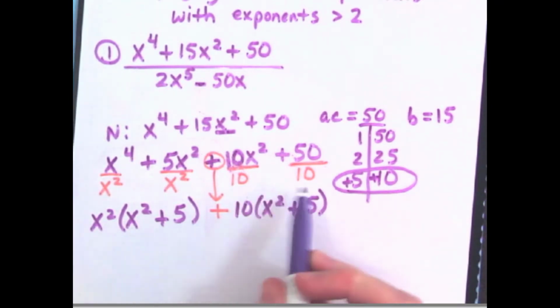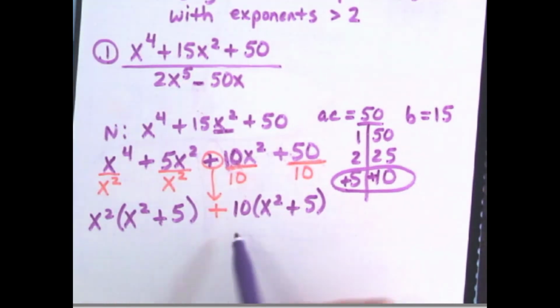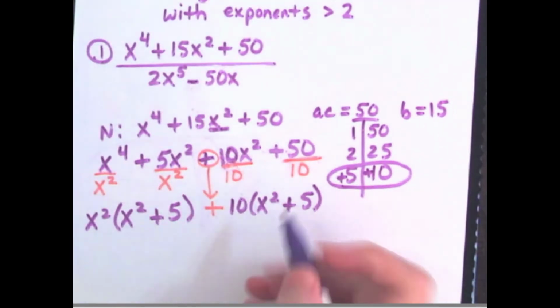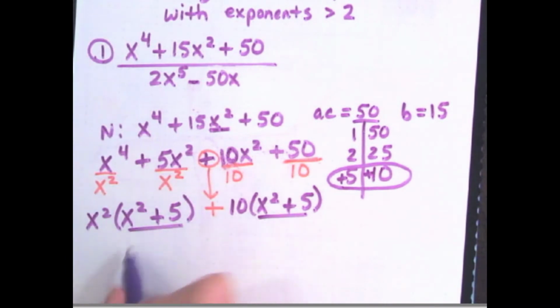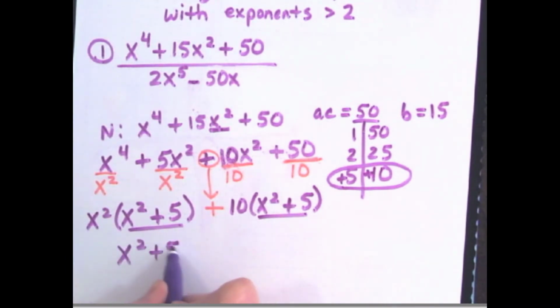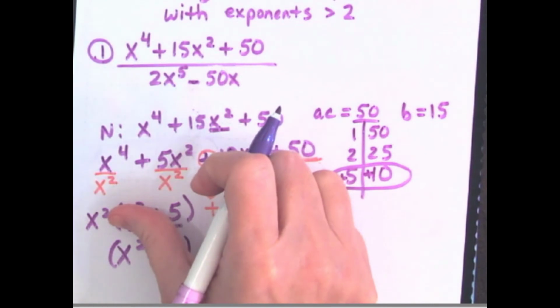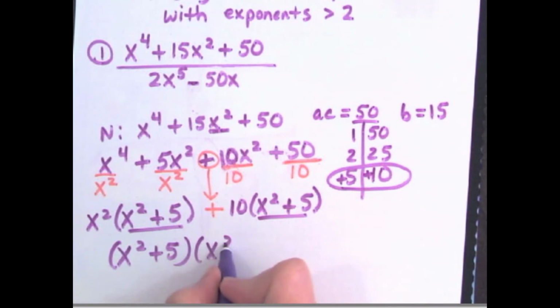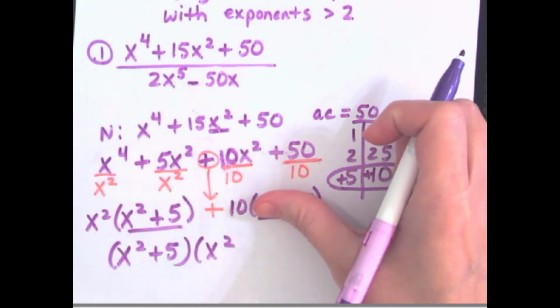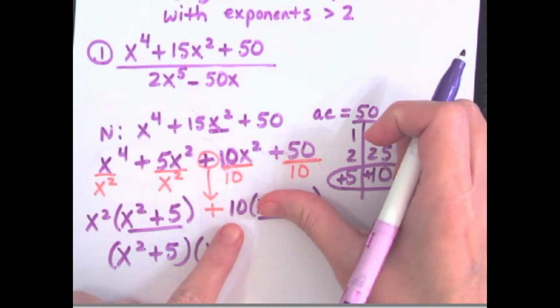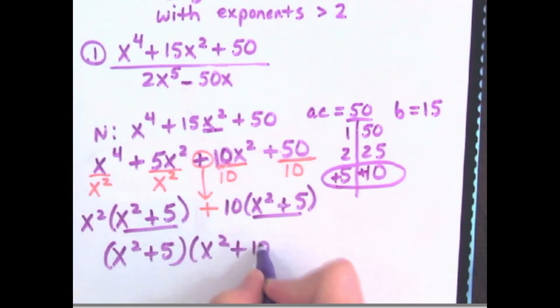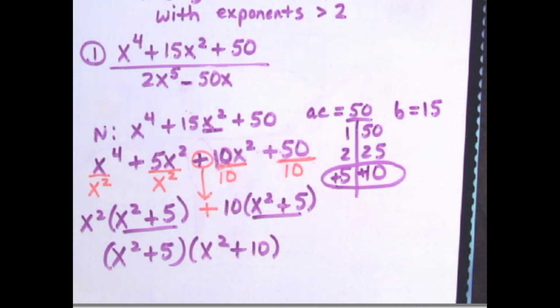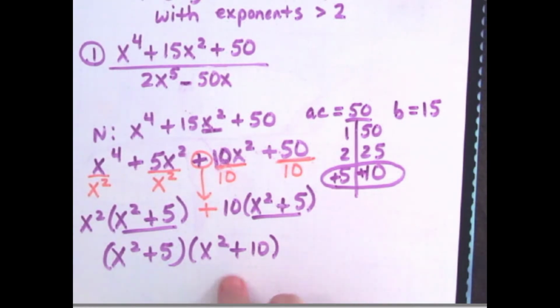It's really important that you're taking your GCF out. Otherwise, you're going to have more factoring to do. Okay, here we have x squared plus 5. That's our GCF. And if I take it out of the first term, that leaves me with this x squared. And then in the second set, if I take it out, I'm left with plus 10. And of course, by the commutative property, you could put the x squared plus 10 first, and then your x squared plus 5. So that is our numerator.